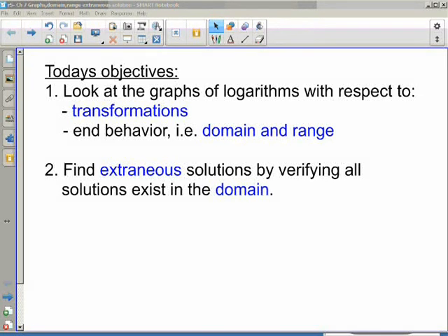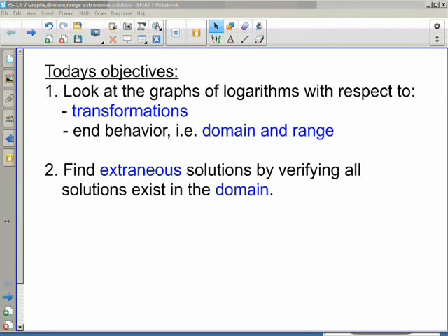Hello and welcome to some further discussion about logarithms, specifically natural and common log. Today the objectives are to look at the graphs with respect to transformations, how those graphs look when you change the equation, as well as the end behavior, or the domain and range, how the graph looks out at the ends. And then the second thing is something called an extraneous solution.